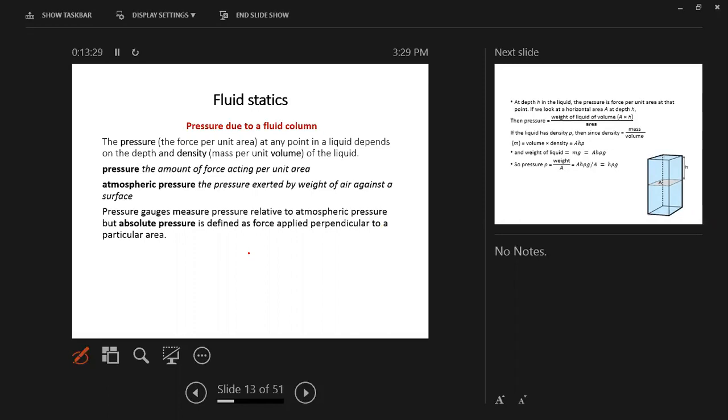This is defined as force applied perpendicular to a particular area, okay? So this is the absolute pressure. To get the absolute pressure, we are going to use gauge pressure and the atmospheric pressure. Okay, we're going to use the two then. So what affects the pressure in fluids?